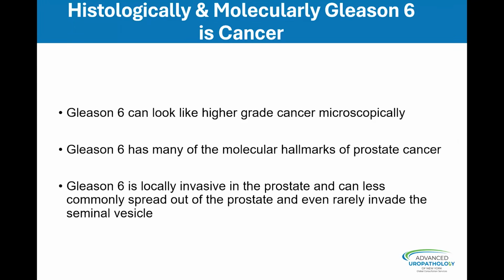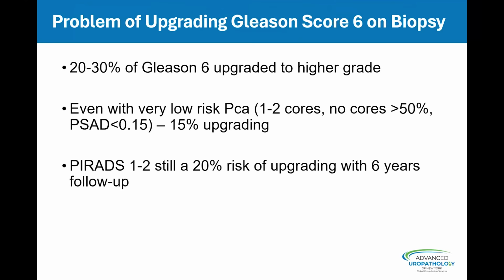First of all, under the microscope, and even in terms of its molecular findings, Gleason score 6 is cancer. Gleason score 6 looks like higher grade cancer under the microscope. It has many of the molecular hallmarks of prostate cancer. When you look under the microscope, Gleason score 6 is locally invasive. It creeps around the prostate, which benign glands don't do. It can even spread out of the prostate and rarely invade the seminal vesicle. All hallmarks of more aggressive disease.